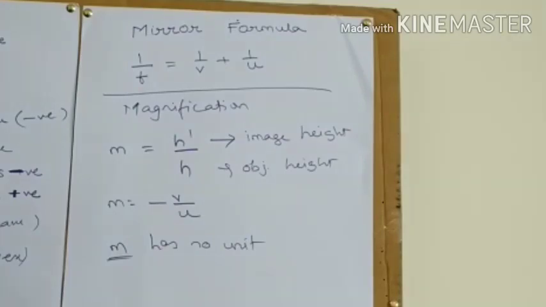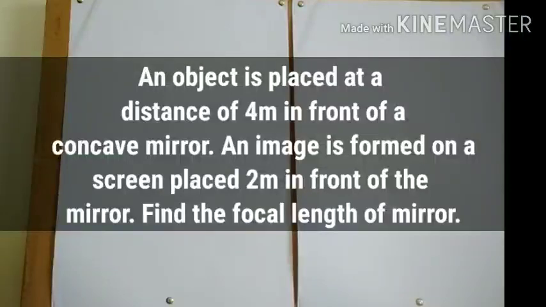Next, we are going to solve a very simple numerical based on this formula. So let us see a numerical now. This numerical will be for a concave mirror. There is a concave mirror and an object is placed at a distance of 4 meters in front of the concave mirror. An image is formed on a screen placed at a distance of 2 meters in front of the mirror. Find the focal length of the mirror.